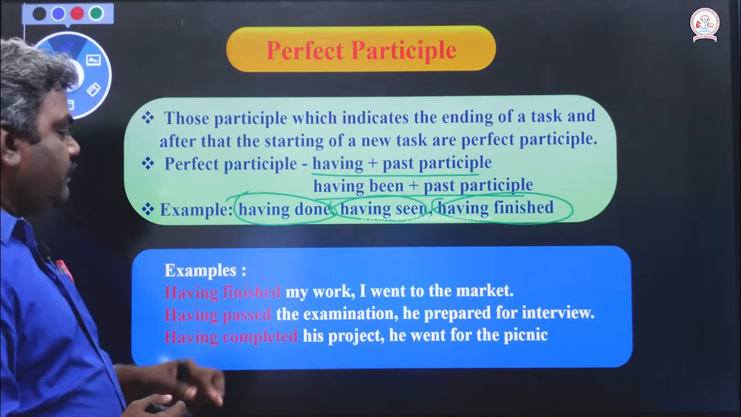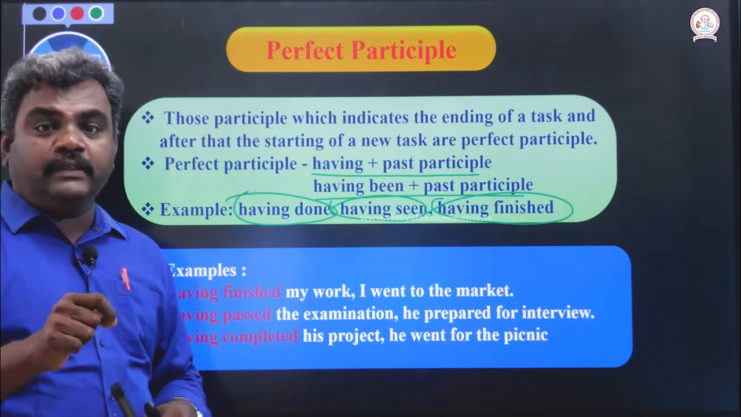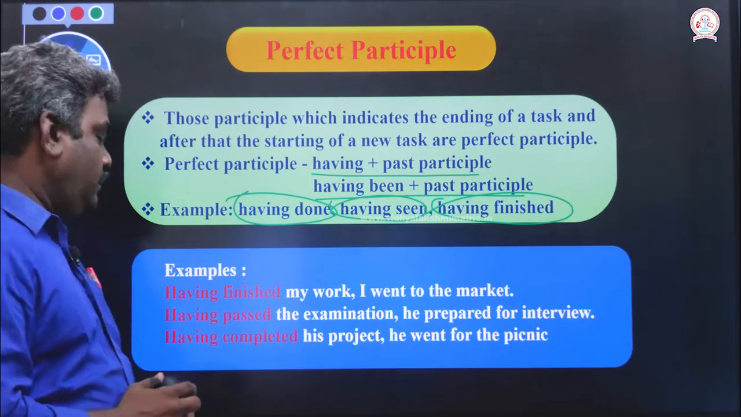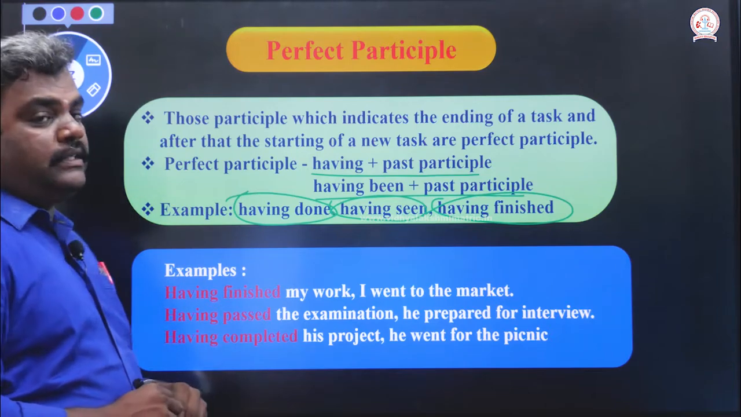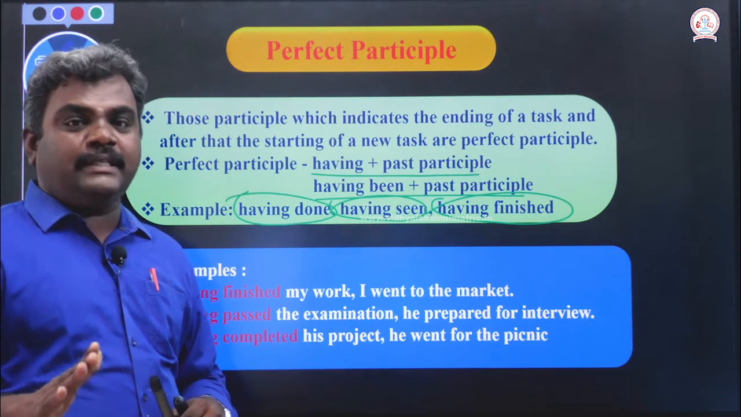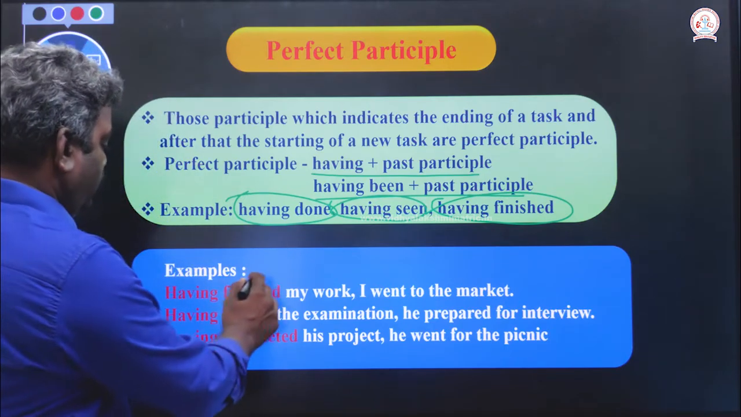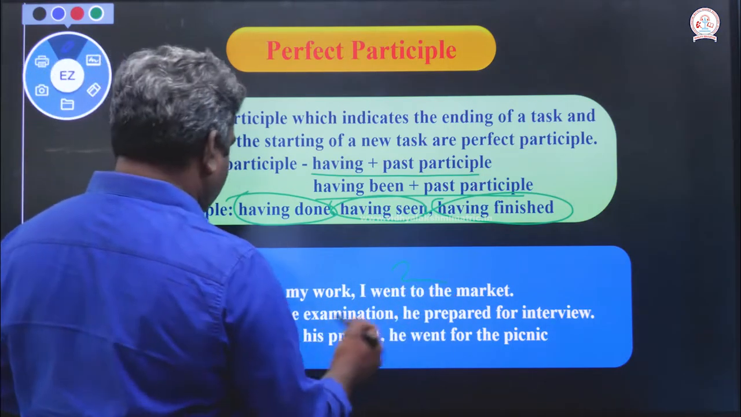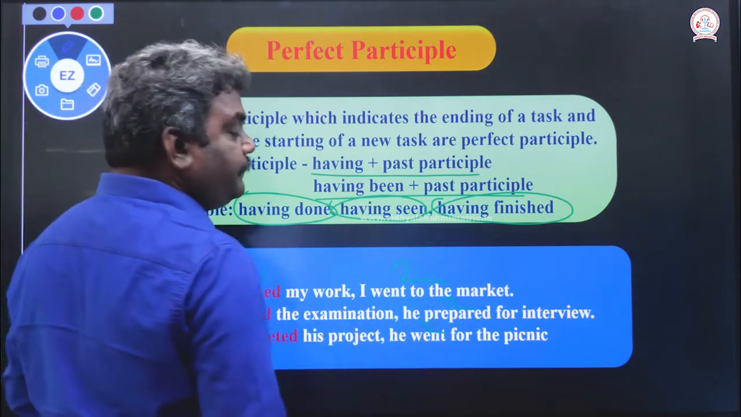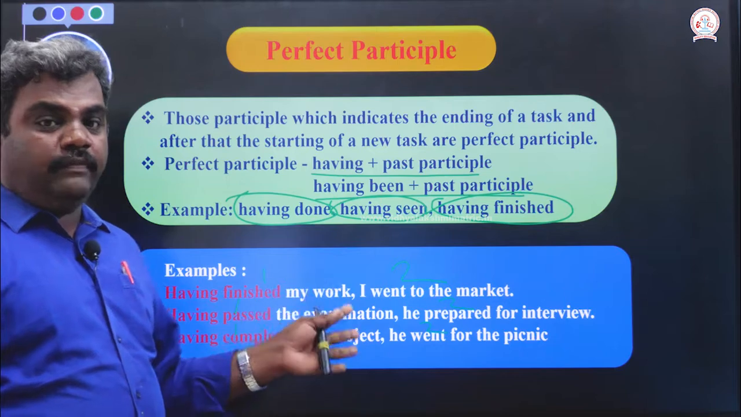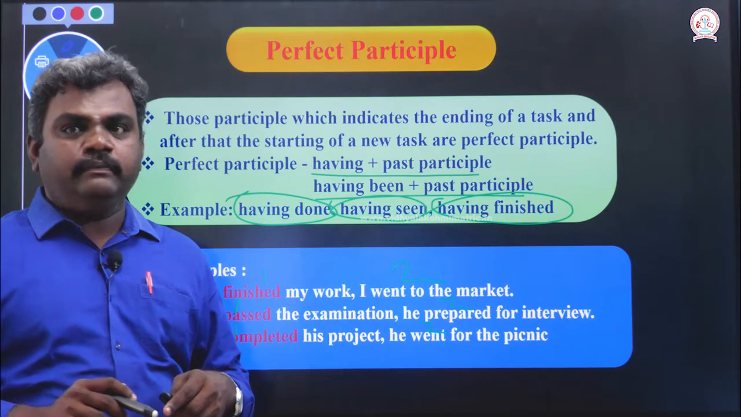Having finished my work, I went to the market. Look at this. First, he has completed his work. Then he went to the market. Having passed the examination, he prepared for the interview. First, the person has just passed the examination, then he prepared for the interview. So, this is the first action, this is the second action. First, second, which is very easy. In this way, if you remember, definitely it will be very easy. You will never be confused.